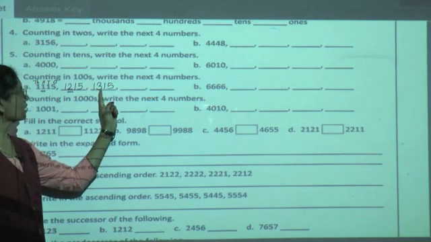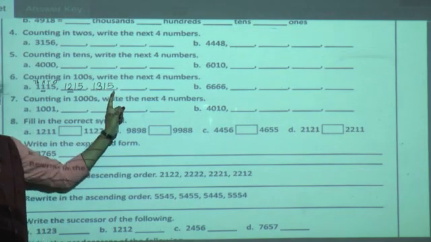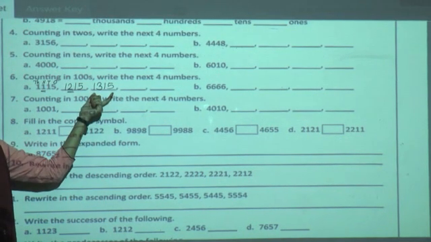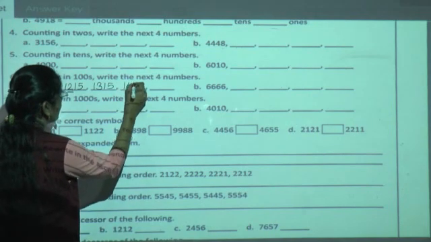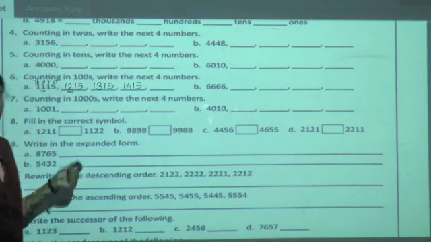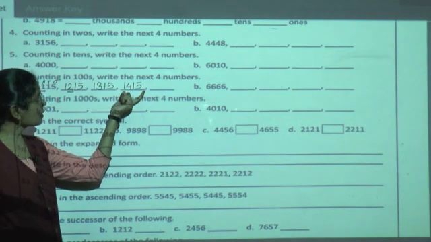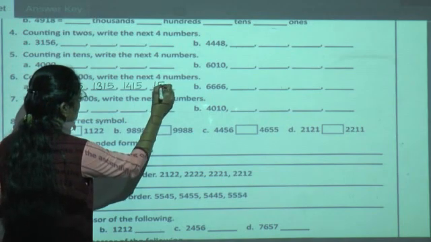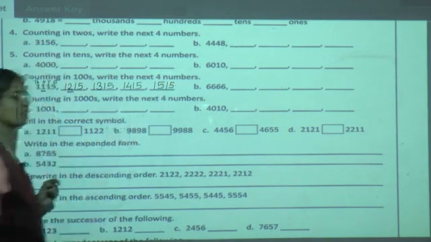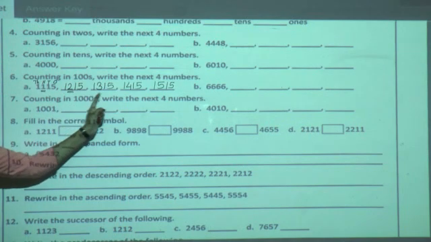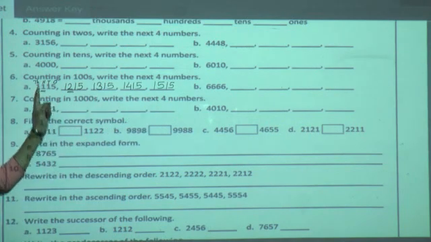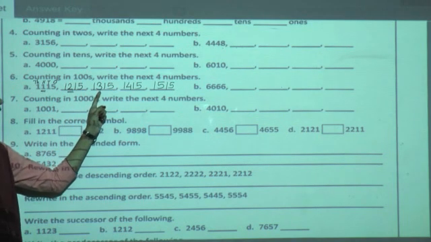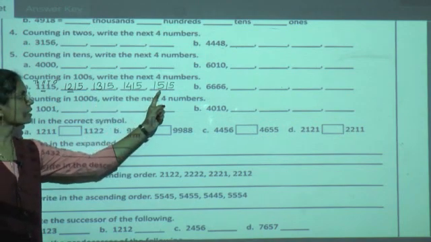Next, 1315 plus 100. Now we will add 100 in the given number. Do the addition. 1315 plus 100, 1415. Again add 100 more in this number. 1415 plus 100, what will be the answer? 1515. Now see here, only we are going to change the 100 place number, isn't it? Now see here, at 100 place 1 is there. Here in this number at 100 place 2 is there. In this number at 100 place 3 is there. Here 4 is there. Here 5 is there.